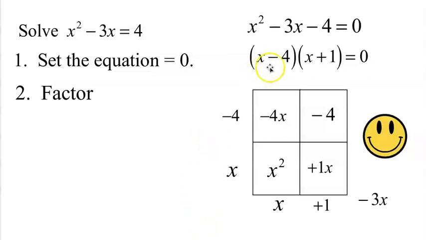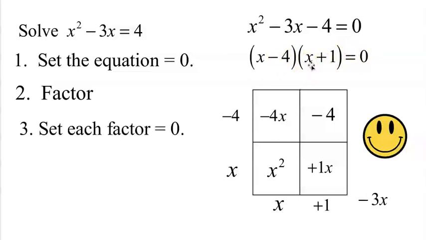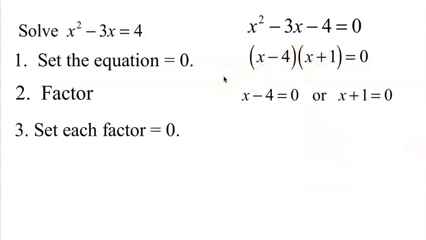So once we're there, we have two things multiplying that equals 0. A times b equals 0. If a times b equals 0, either a has to be 0 or b has to be 0. If two things multiply together to give you a result of 0, at least one of them must be 0. So that tells us our next strategy, which is to set each factor equal to 0. So x minus 4 will be 0, and x plus 1 will be 0.